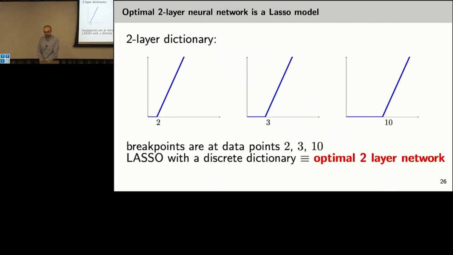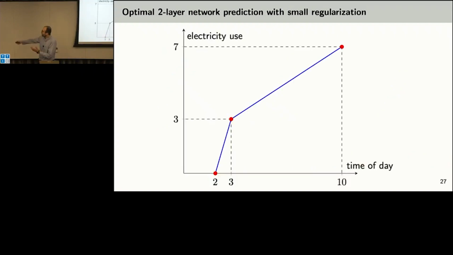If you fit this model with this dictionary, right, through Lasso, you're going to get the optimal 2-layer network under weight decay regularization. And it will be something like this with small enough regularization. It's a piecewise linear spline, right, which is very reasonable. This is what a 2-layer neural network does, just linearly interpolate in between the data points.